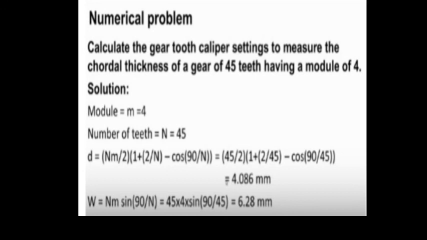So with this we will conclude this session. In this session we discussed the introduction to gears and the different types of gears manufactured, how they are manufactured, the various terms used in relation to gears, and how the gear tooth thickness can be measured by using the gear tooth vernier. We also saw the numerical problem, and in the next class we will discuss some other methods we use for gear measurement.